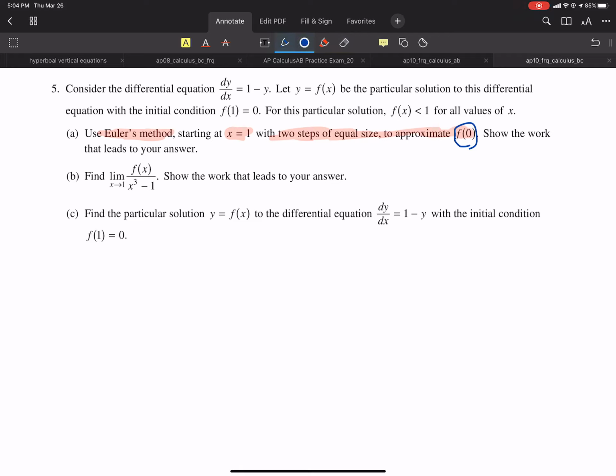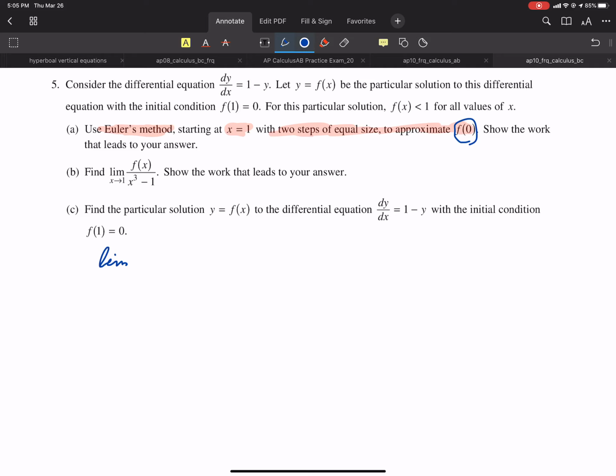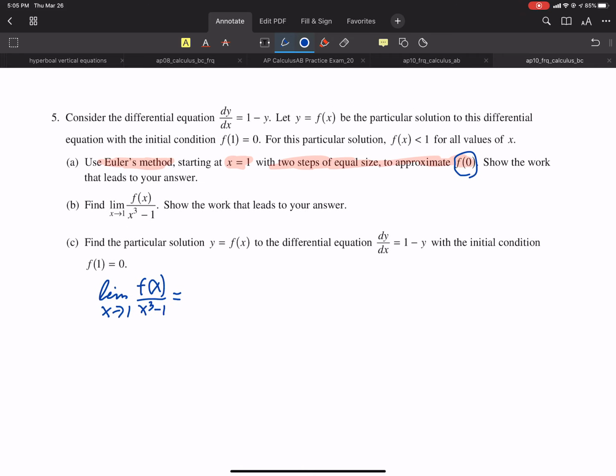All right, B, find the limit. Now, again, I want to warn you, do not do this, because it is very wrong. Let's see, the top, let's read some stuff here. It tells us f of 1 is 0.